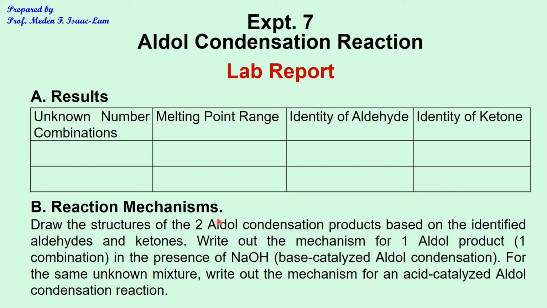Part B, reaction mechanisms. Draw the structures of the 2 aldol condensation products based on the identified aldehydes and ketones. Then write out the mechanism for one aldol product or one combination in the presence of sodium hydroxide, as shown in the experiment. This is a base catalyzed aldol condensation. So select one combination, either the first one, this aldehyde plus this ketone, or the second one, this aldehyde plus this ketone.